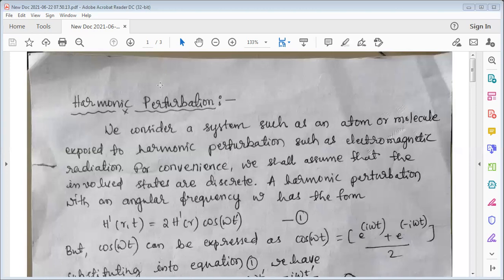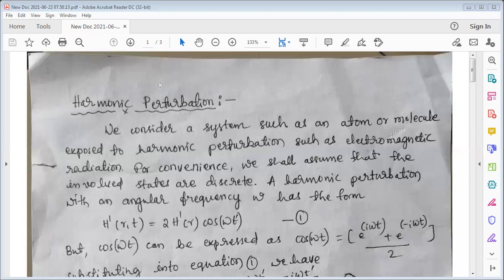Here we consider a system such as an atom or molecule exposed to harmonic perturbation such as electromagnetic radiation. That means we have taken electromagnetic radiation as a stimulus to perturb the system, because electromagnetic radiation is a harmonic perturbation or harmonic stimulus. So that is used here to make the system perturbed. The system is an atom or a molecule.